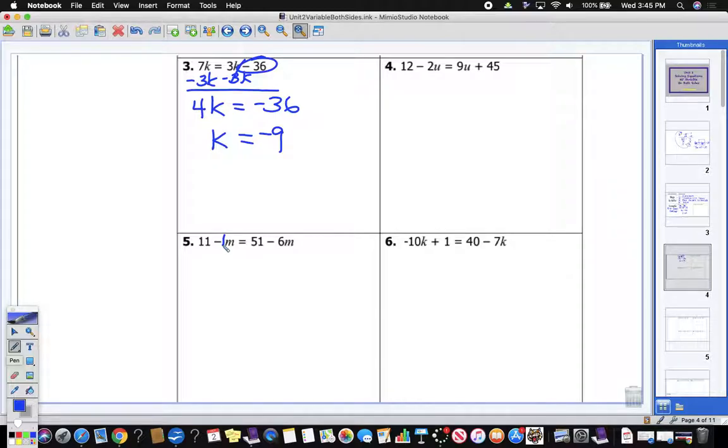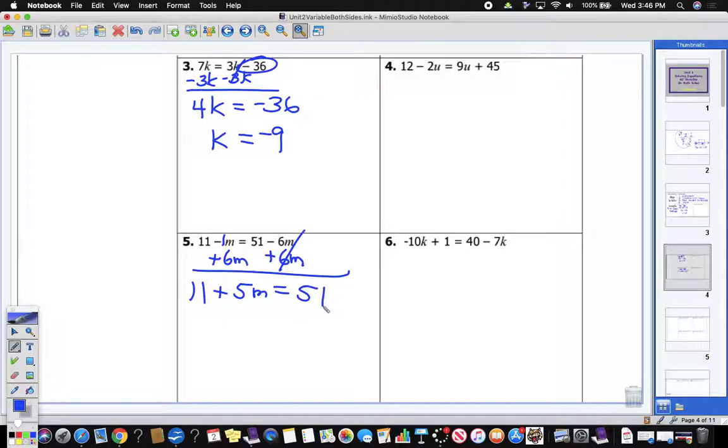Now what's smaller, a negative 6m or a negative 1m? Well, a negative 6m is smaller. We'll pick on that. What could we add or subtract to a negative 6m to cancel it? Add 6m. So we'll add 6m and then simplify. So I have the 11 in front, a negative 1 plus 6 is a positive, so plus 5m equals 51.